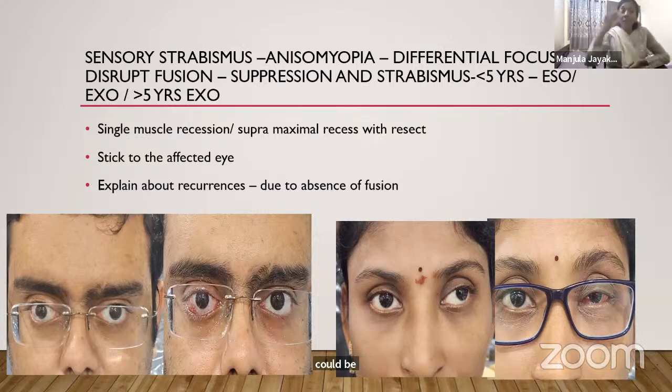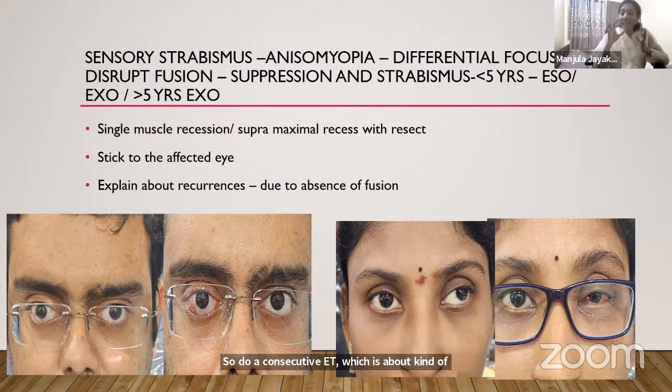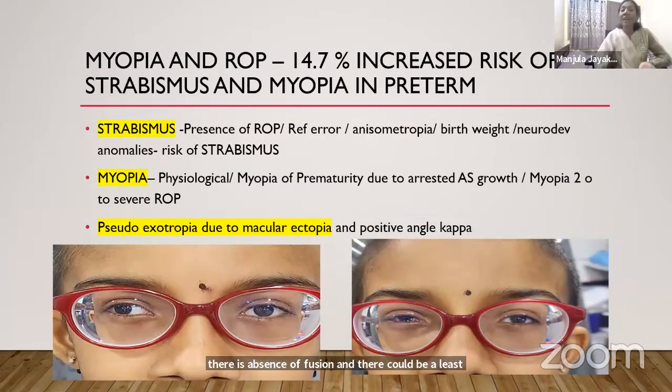So do a consecutive ET, which is about 10 to 14, just like infantile exotropia. Explain about recurrences to the patient. Tell them that there is absence of fusion and there could be a chance of recurrence. So next is myopia and ROP.